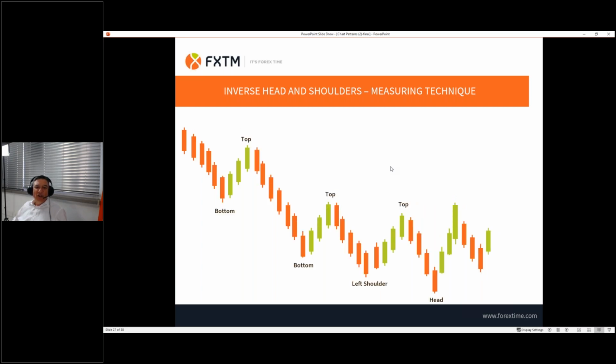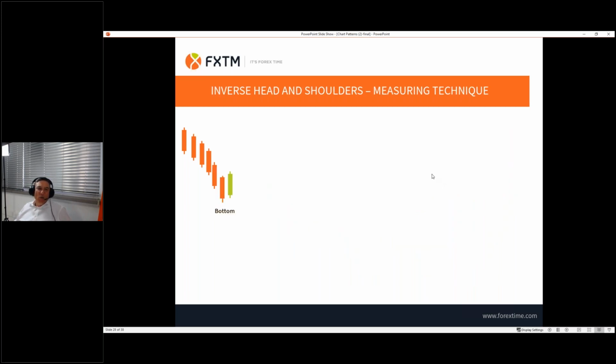Measuring technique, of course, you see we have these different head and shoulders. I mean the neckline, actually, this is what is different, which is very similar to the head and shoulders. Again, the measuring technique is projecting the height of the pattern. And one more.